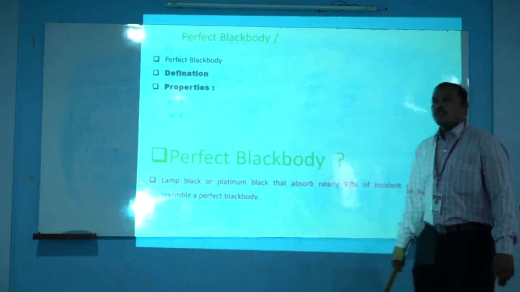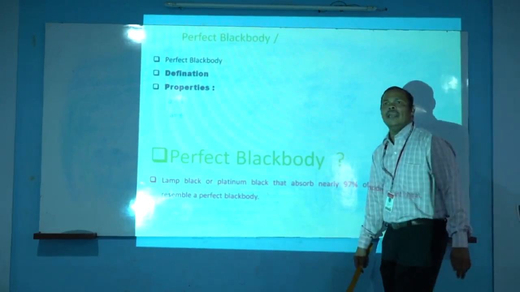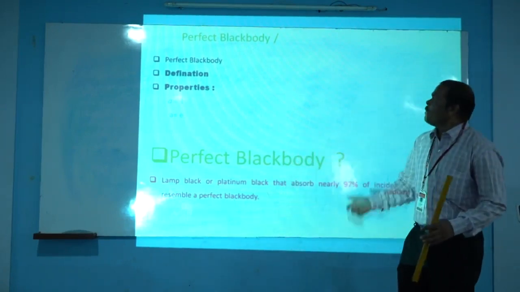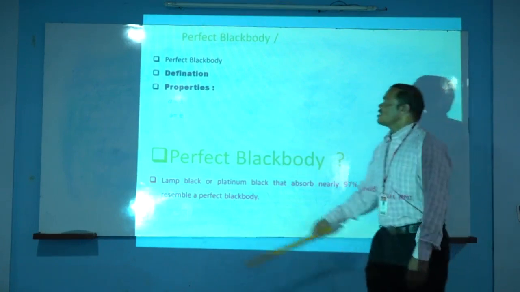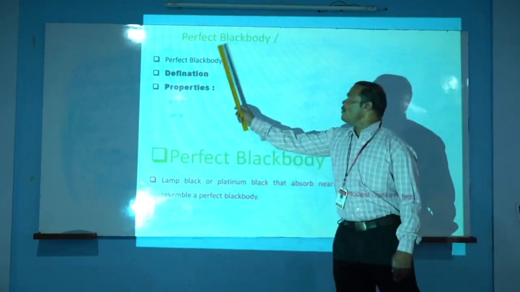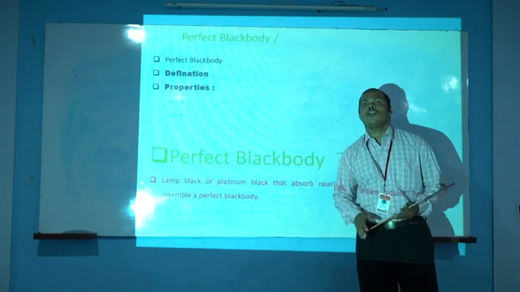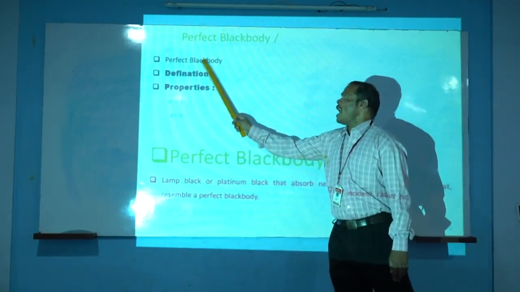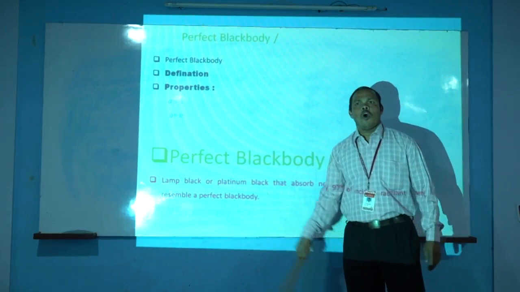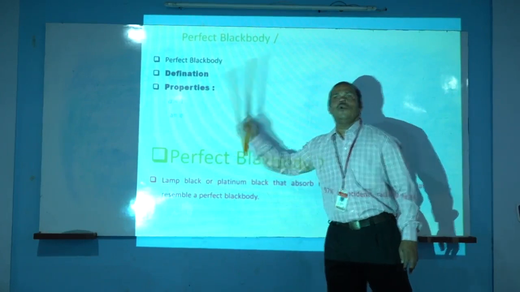The next point in your syllabus is the perfectly black body, or ideal black body. Firstly, we define what is meant by a perfectly black body. Then secondly, we can discuss the properties of the black body. Definition of the perfectly black body: the body which absorbs all the heat radiation incident on it is called a black body, or a perfectly black body. For a perfectly black body, the coefficient of absorption A must be equal to 1.